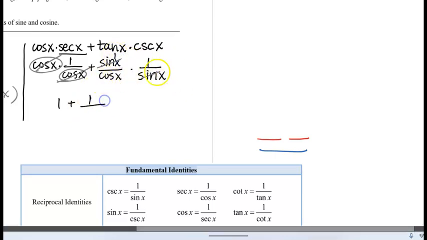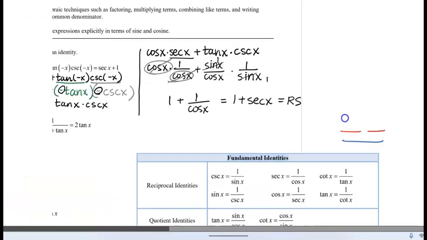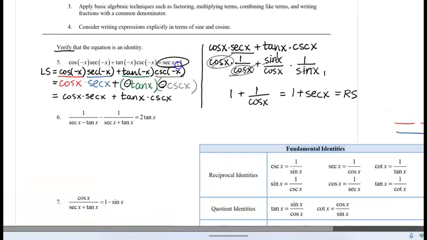1 times 1 is 1, straight across the bottom. Cosine times 1 is cosine. So we have 1 plus 1 over cosine. And we know that 1 over cosine is secant. And so we're left with 1 plus secant x, which is the right side of that equation. Because secant x plus 1 and 1 plus secant are the same thing.